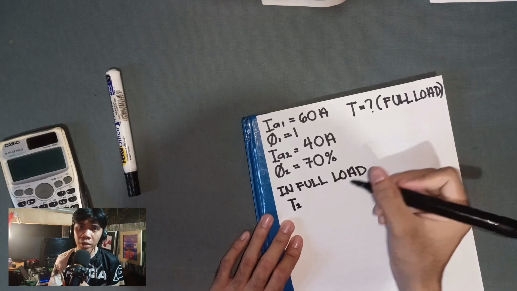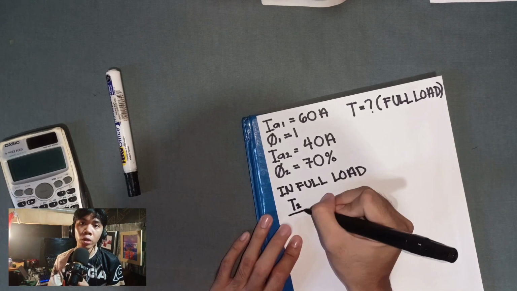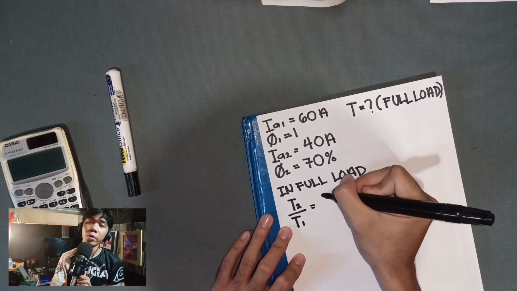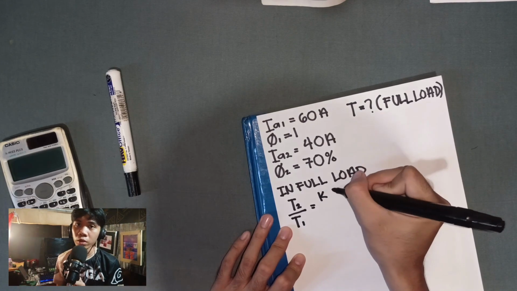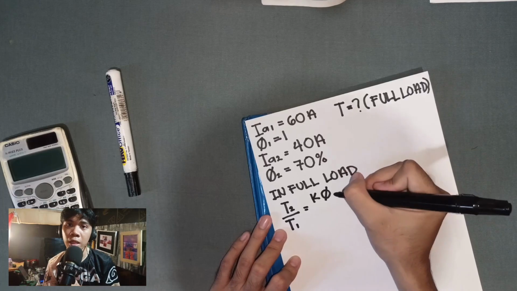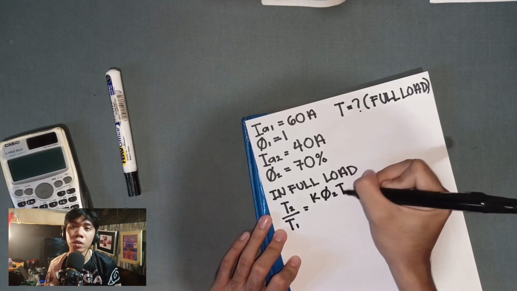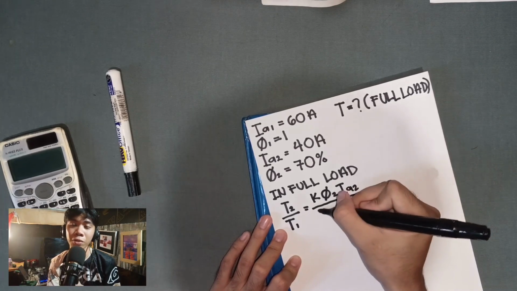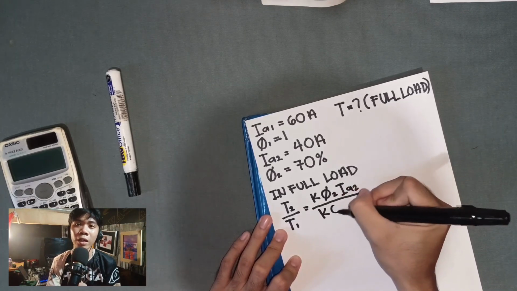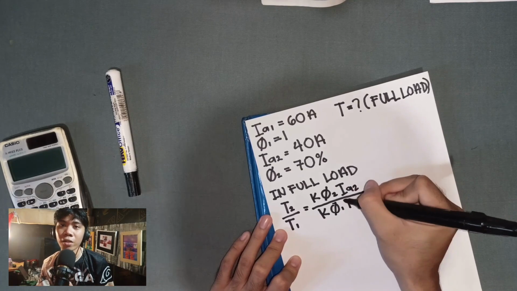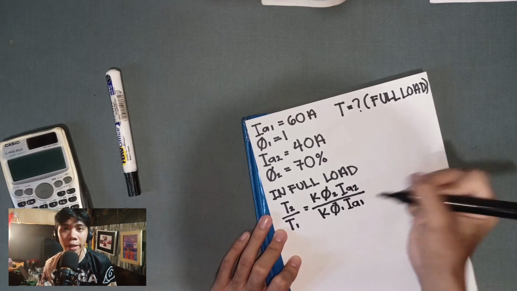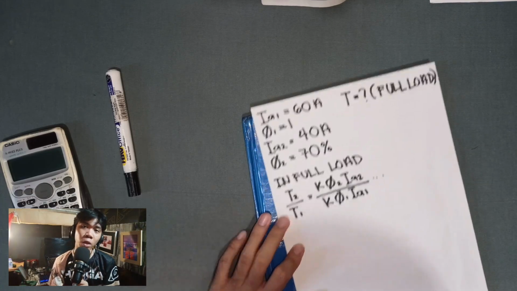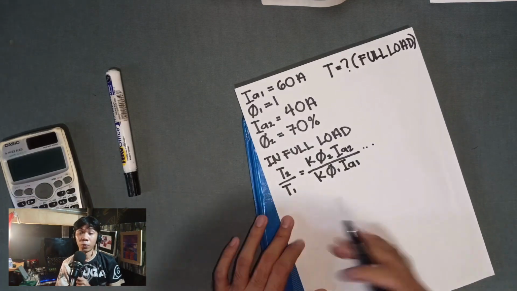In full load, ang gagamitin nating formula ay ang torque sub 2 over torque sub 1. Yan ang formula na gagamitin natin. Ang torque sub 2 over torque sub 1 is equal to K flux sub 2 times I sub A2, over K flux sub 1 times I sub A1. So, yun ang formula na gagamitin para sa full load.